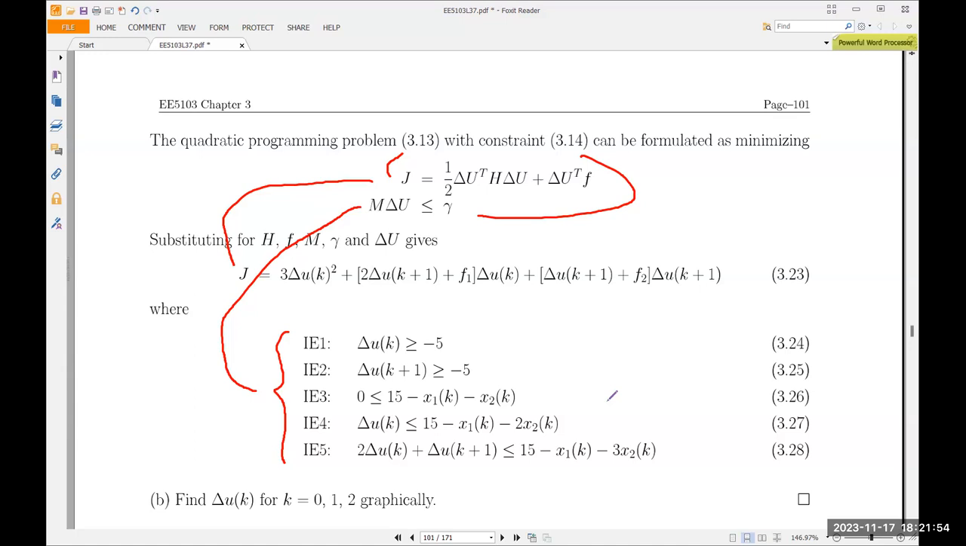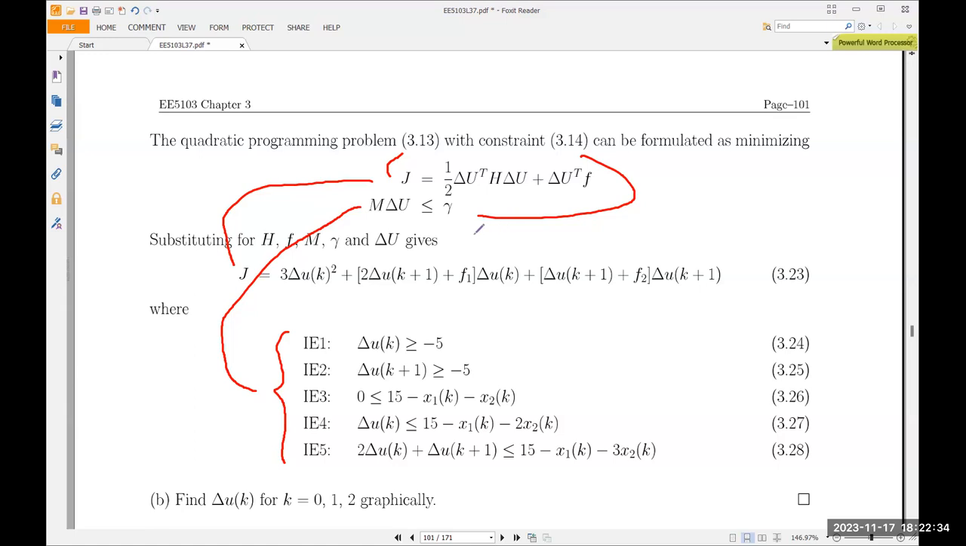In practice, you stop here. You provide H, you provide F, you provide gamma, and provide M to MATLAB. Then MATLAB will just provide you with delta U and also provide you with a J. So that's, in practice, all that you need to do. Formulate the thing up to here, then MATLAB does the dirty work, the calculation. But you must understand the number that MATLAB gives you. So how to understand?